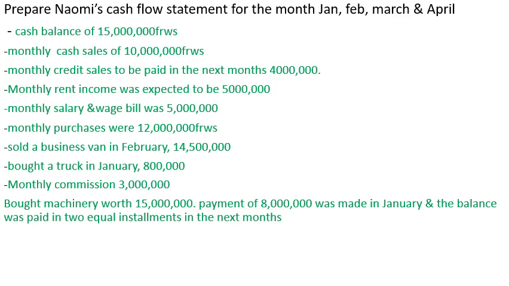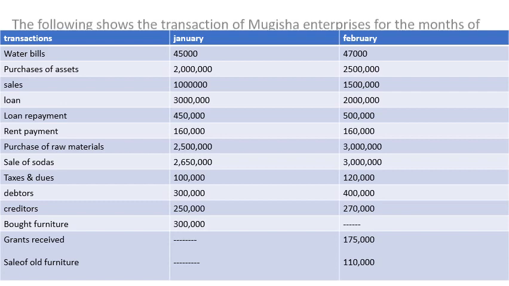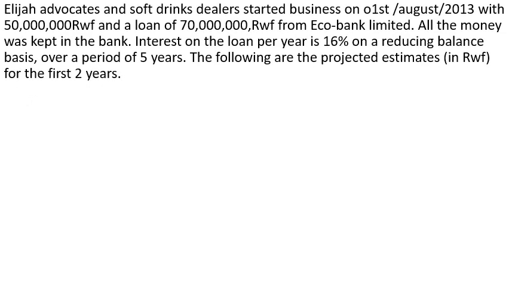So here you again use the direct method, we do the same as we have done up there. We can also give you such a question: transactions January, February, water bills, all that much, and then you're asked to prepare cash flow statement. The following shows the transactions of Dish Enterprises for the month of Jan and Feb. Let's look at another way we can ask cash flow statement.